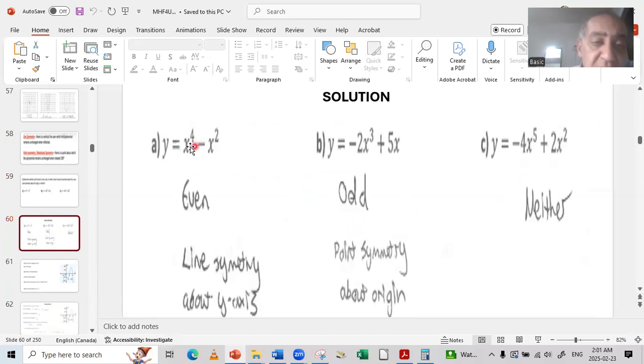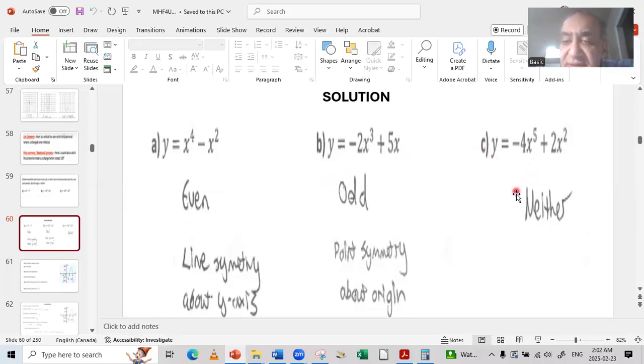Now, the x here is power 4, and the x here is power 2. What do you think? Because those are even numbers, the function is even. Here, power 3, and this x is power 1, but we don't write the 1. 5 power 1 is 5, 4 power 1 is 4, 3 power 1 is 3, and so on. So this is an odd function, because it's power 3 and power 1. How about this one?